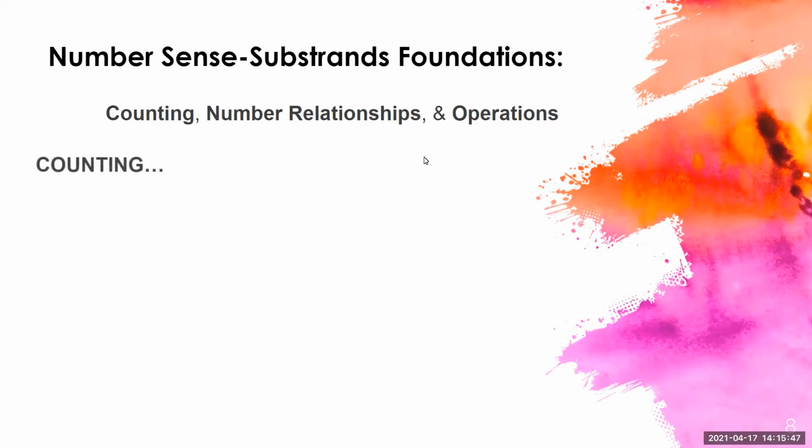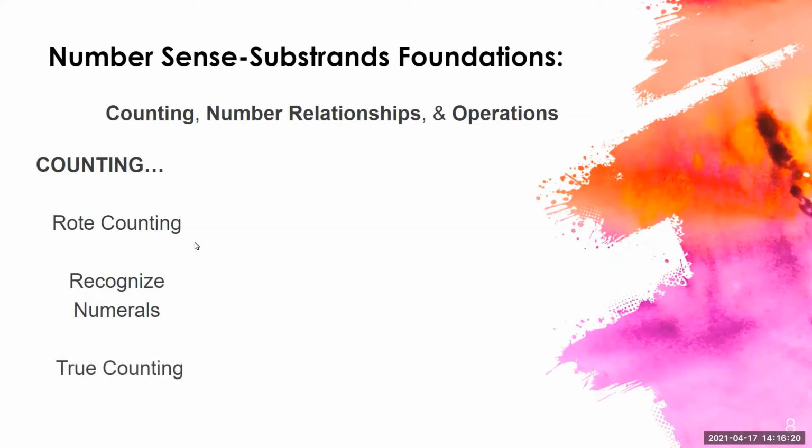Under the area of counting, you have rote counting, which is just that memorization of what number comes next. 1, 2, 3, 4. Young children might be able to rote count without that understanding of what those words that they're saying actually means. Recognizing numerals so that a written number represents that word. A 3 is a 3, a 4 is a 4. And then true counting, where children understand that numbers represent an amount of something.